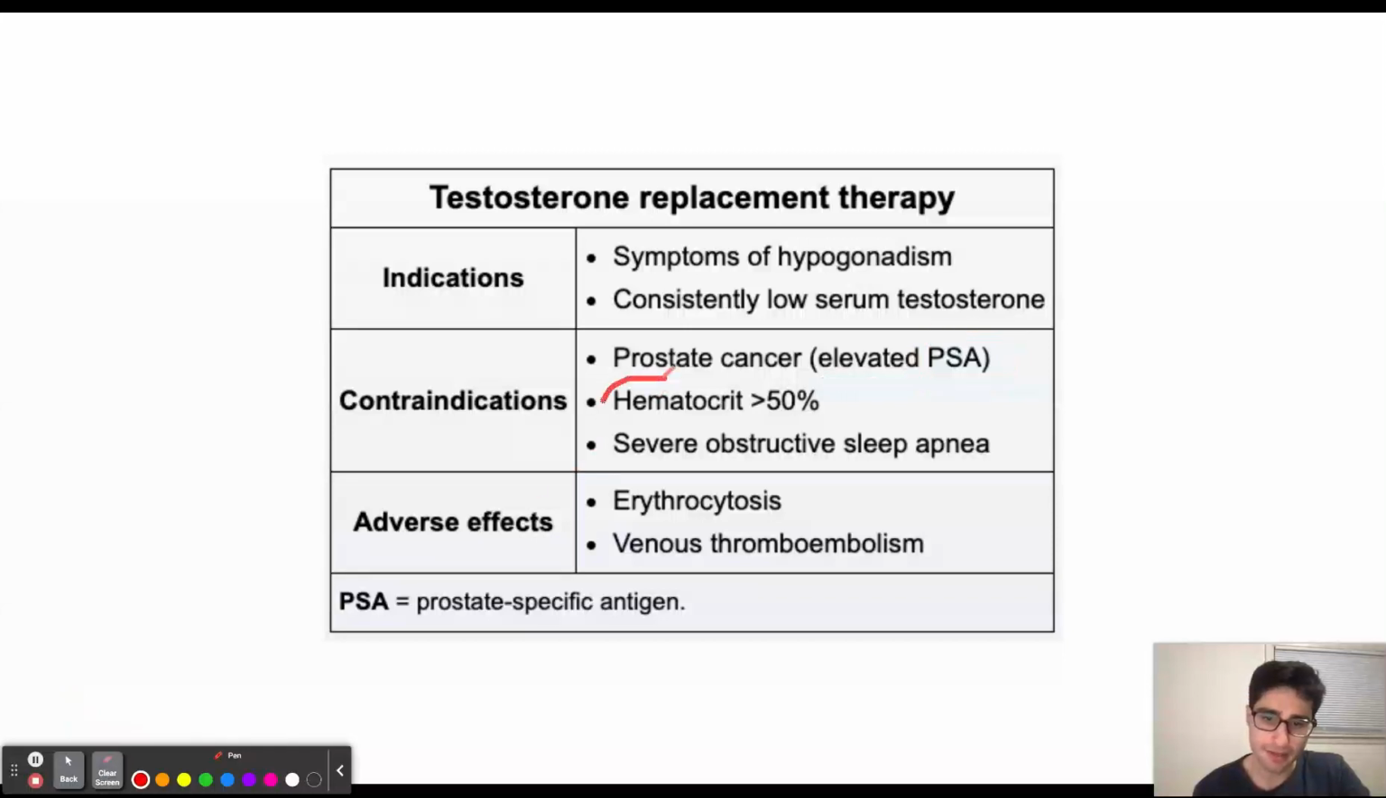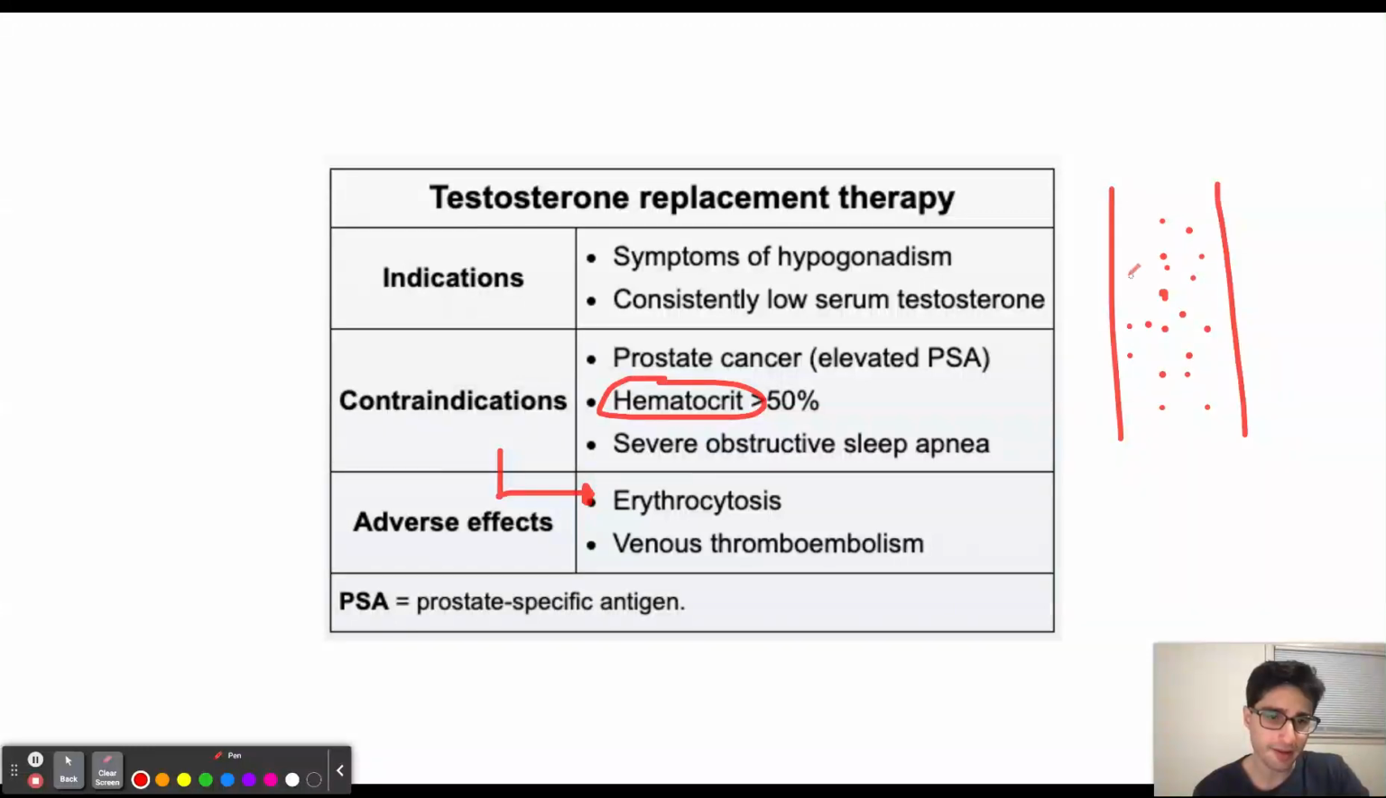Now, hematocrit is a really important lab value that needs to be monitored in patients undergoing this therapy. The reason for this is because testosterone can induce erythrocytosis. So what this means is that patients can have more red blood cells in the blood. So imagine that this is a blood vessel and these dots represent red blood cells. If we have a lot of red blood cells in the blood, then it is going to make it harder for the blood to flow. It is going to make it thicker.